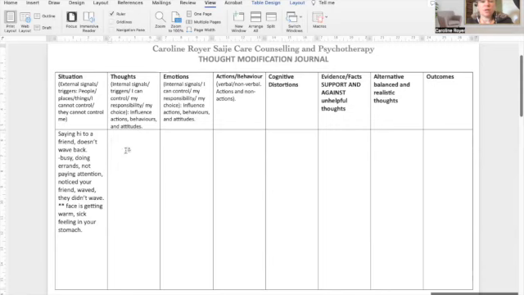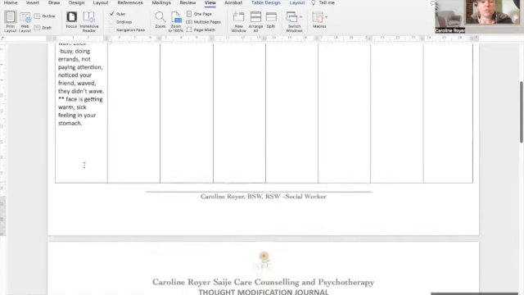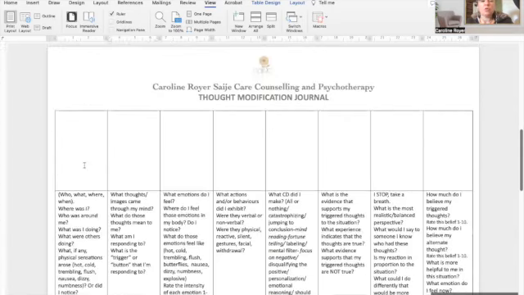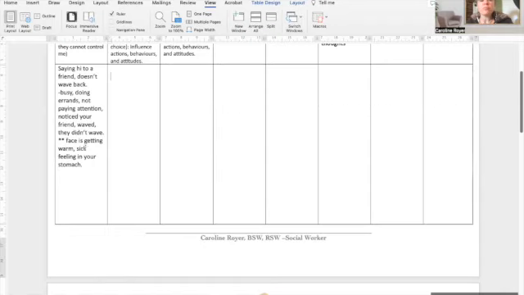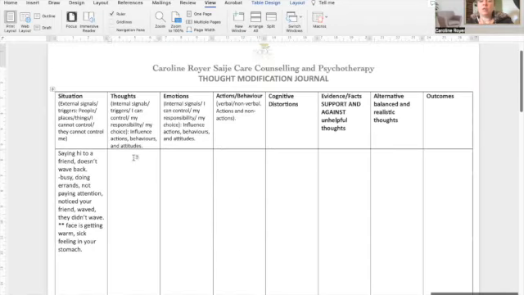Let's look at, okay, so we know in the situation, we did the who, what, where, when. It was a friend. You were doing errands, not really paying attention, kind of busy, mulling about. You noticed your friend, you waved, and they didn't wave back, and you noticed some physical sensations. And then we look at, okay, well, what thoughts are coming up? What were the triggered thoughts?